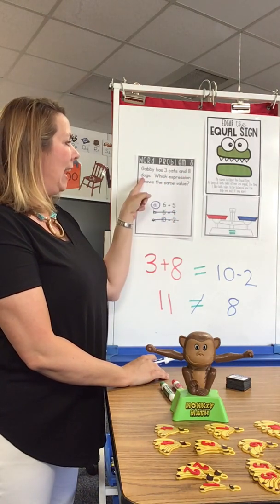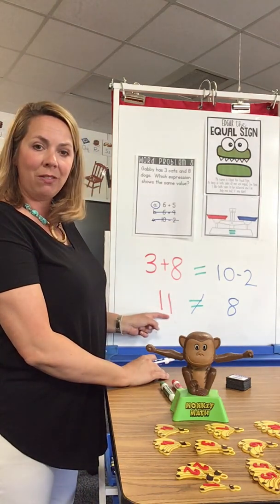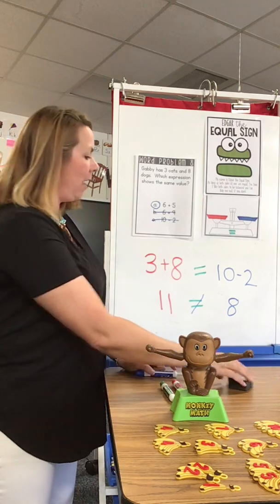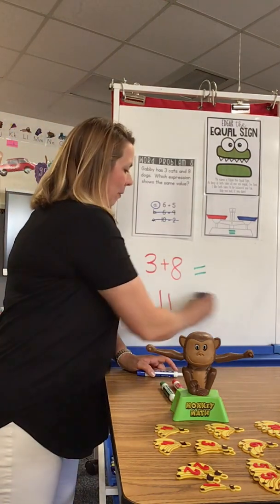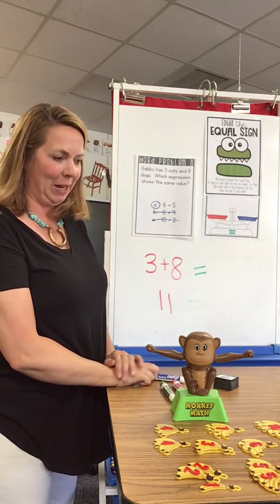3 cats and 8 dogs. 3 and 8 gave me a value of 11. And 6 plus 5 also gave me a value of 11. That's how I know A was the correct choice today.